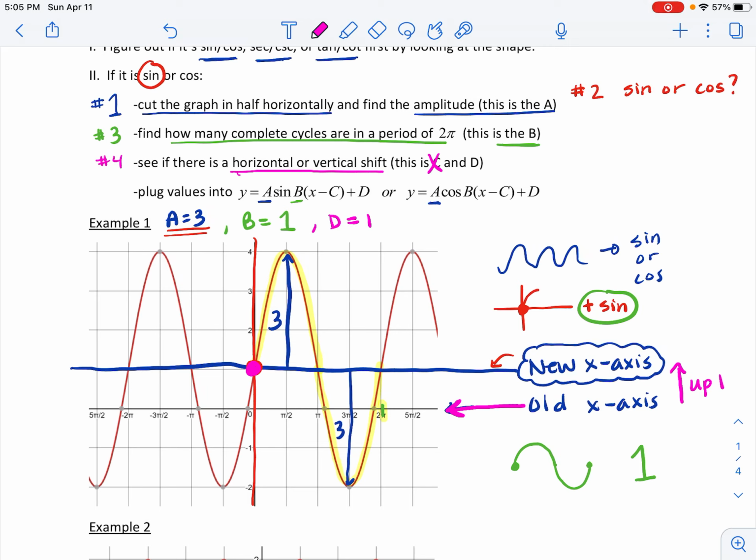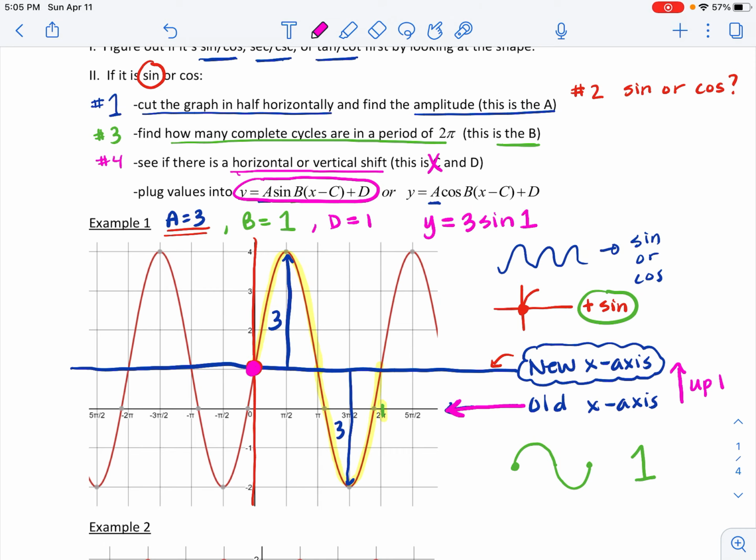Now, putting all of this fun stuff together, let's see what we're going to get. We're going to get y equals, and I'm plugging it into this little template here. My A value was 3, sine of, my B value was 1.